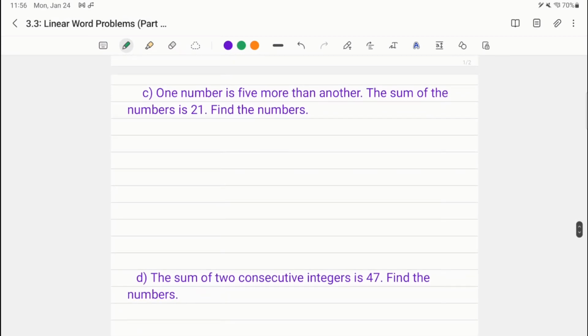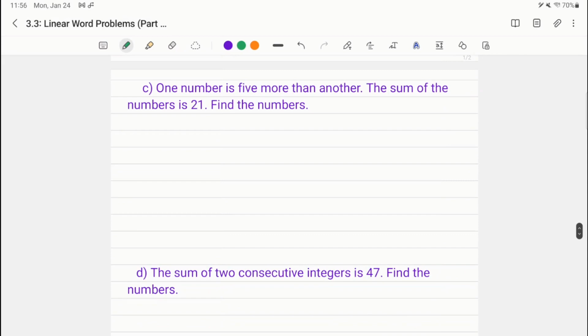C, one number is 5 more than another. The sum of the numbers is 21. Find the numbers. So this one does get a little tricky. Well, I do have one number, so let's call that x is the number. And then, see, like I said, it is tricky, so I already made a little mistake. So let me erase that.